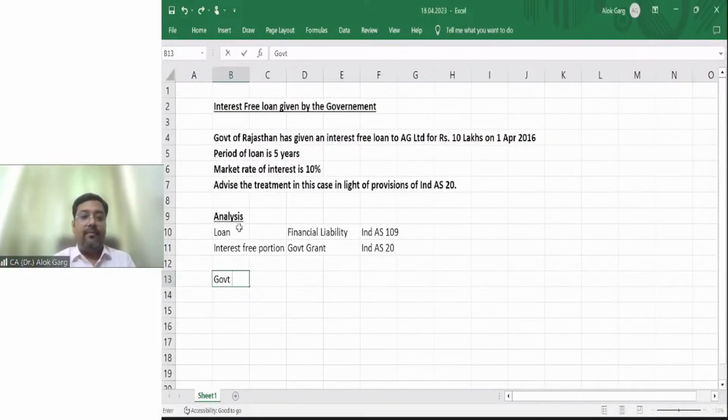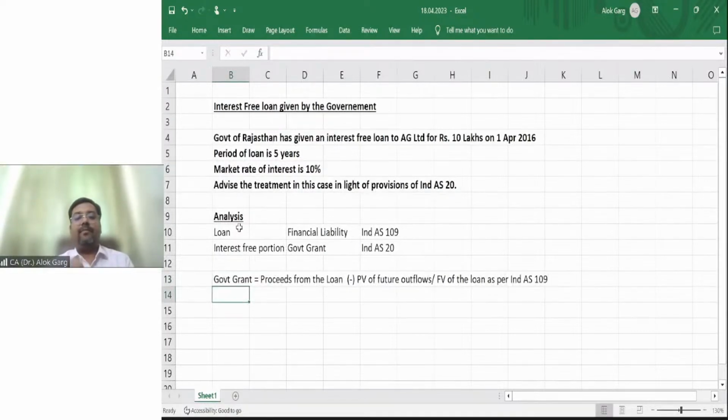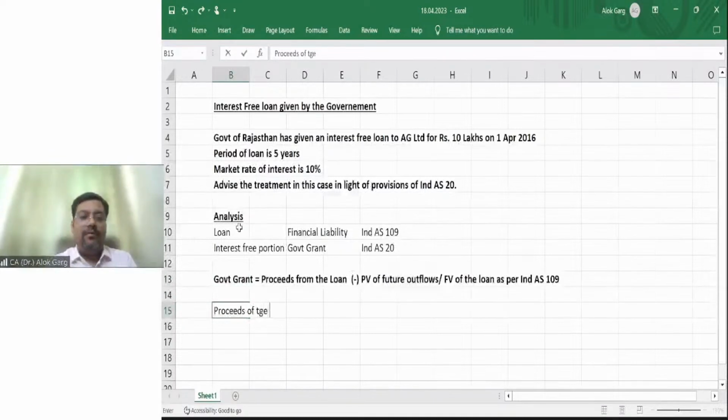What is a government grant? The government grant is equal to proceeds from the loan minus present value of future outflows, or fair value of the loan as per Ind AS 109. And what are the proceeds of the loan? The proceeds of the loan is 10 lakh rupees. 1, 2, 3, 4, 5.